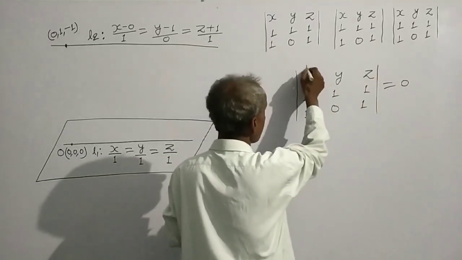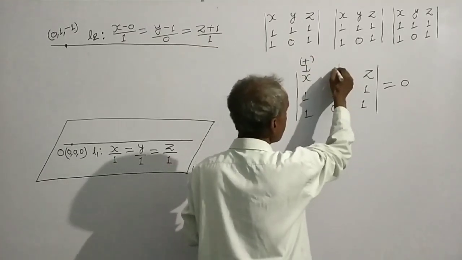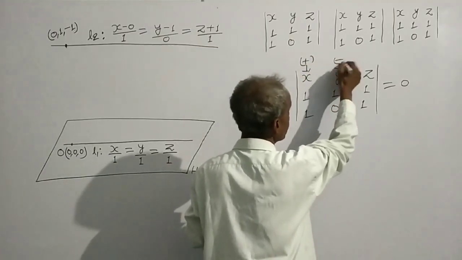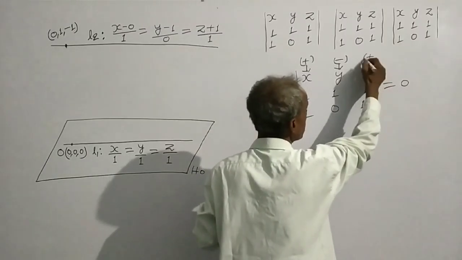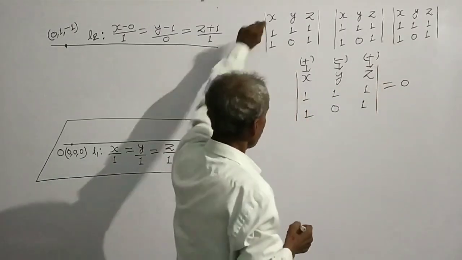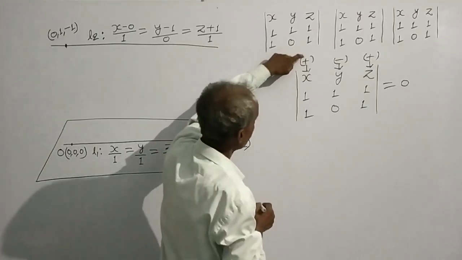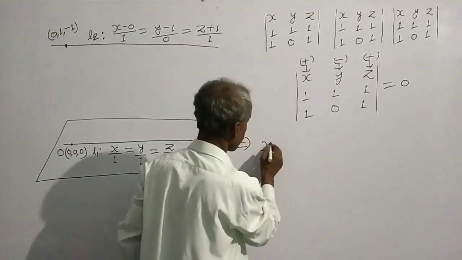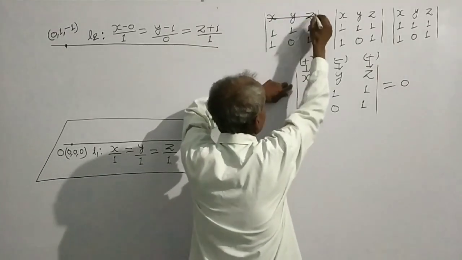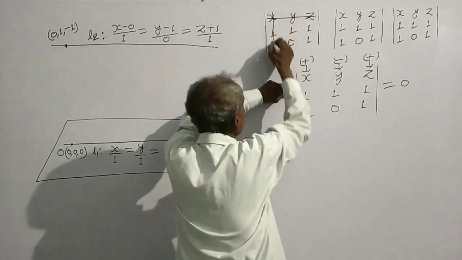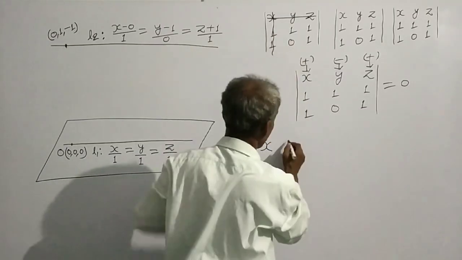Sign at this position is positive. Sign at this position is negative. Sign at this position is positive. We will write plus x means x. Now remove this row, remove this column, then there is 1, 1, 0, 1.